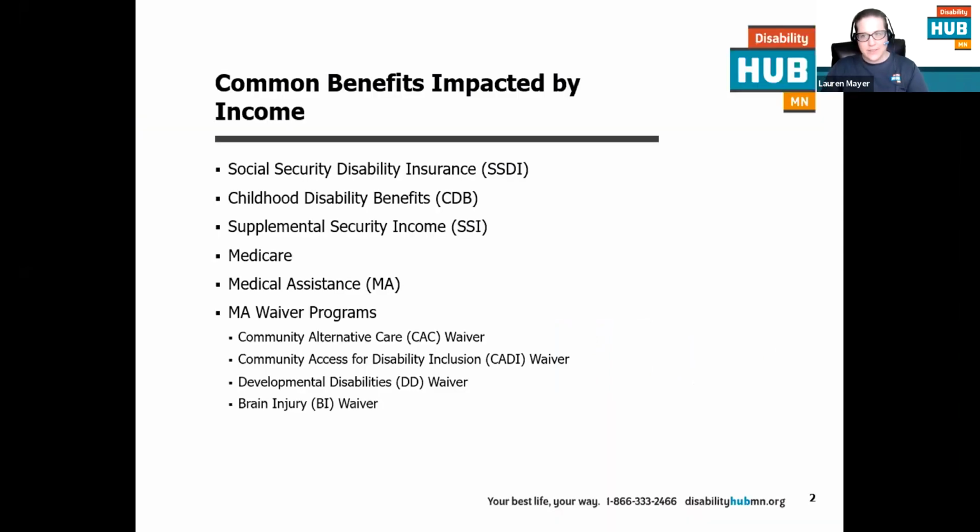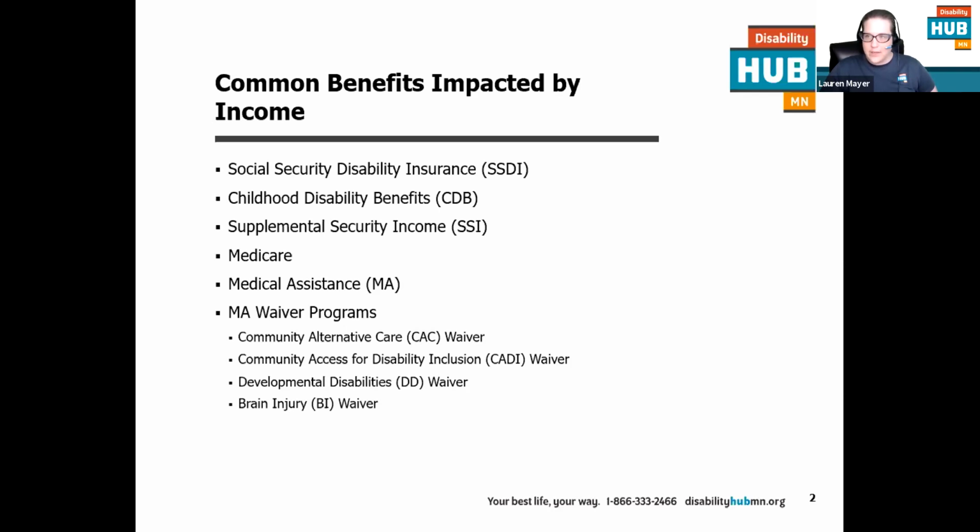This is a list of the benefits that we're going to be going over today. These are the most common benefits we see that are impacted by income. It's by no means an exhaustive list, but this is what we're going to try to accomplish today. So we're going to talk about Social Security Disability Insurance, which is SSDI, and childhood disability benefits. They used to be known as disabled adult child or DAC benefits, so you might hear those terms interchangeably, but the name changed officially a couple years ago. And then Supplemental Security Income or SSI benefits.